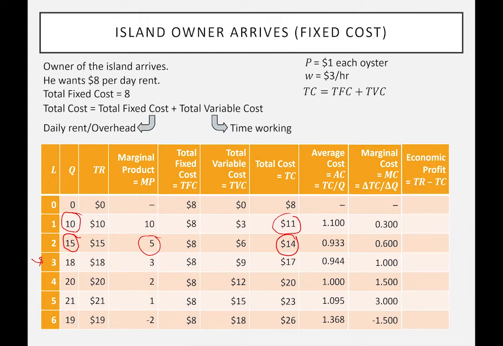We can calculate now the economic profit, and that will change. And you can see that all that's happened really is that we've just reduced it by $8. So for example, if you don't work at all, well, you've got to pay the $8 to the island, your economic profit is minus 8. If you work for 1 hour, you'll be able to produce 10 oysters. Your total cost will be 11, so you'll have a negative profit of $1, and so on and so forth. Once again, you're going to be producing at this point here, and whereas before you had an economic profit of $9, now you've only got an economic profit of $1.